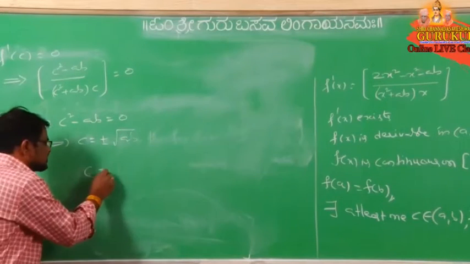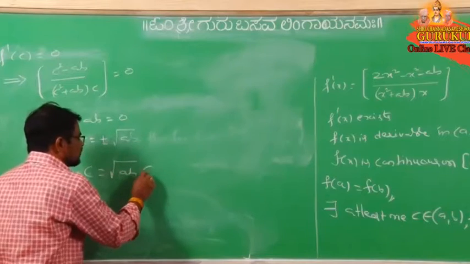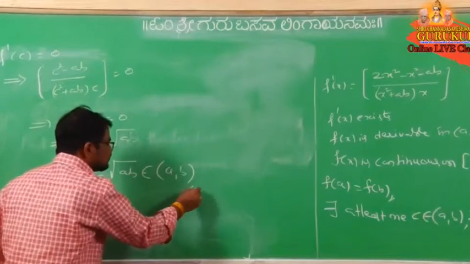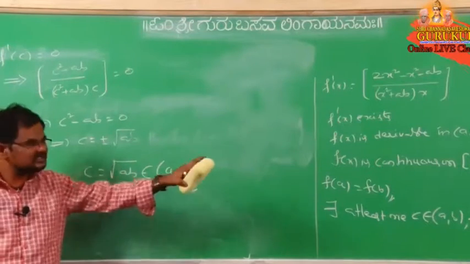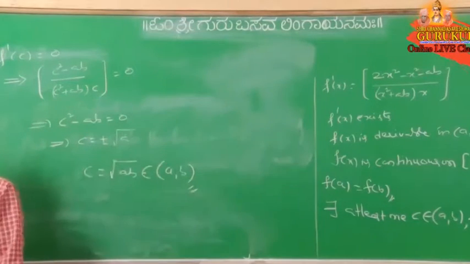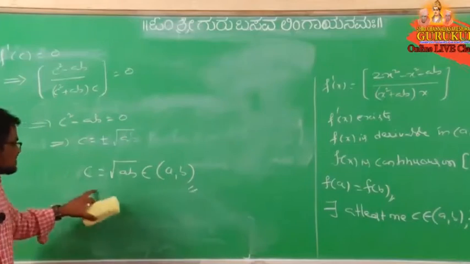But what about the C? That is equal to only root AB, which belongs to A comma B only. The minus value is not there in this because A comma B greater than 0 is given. So this is the C value, right?